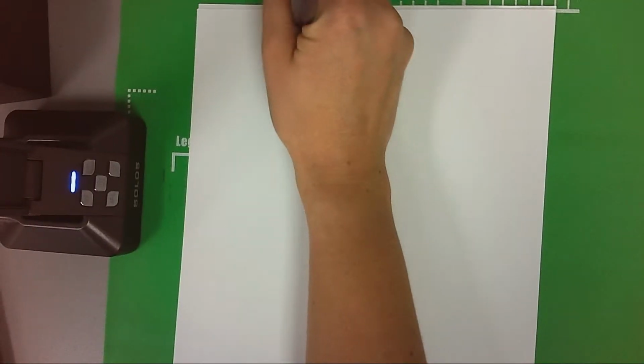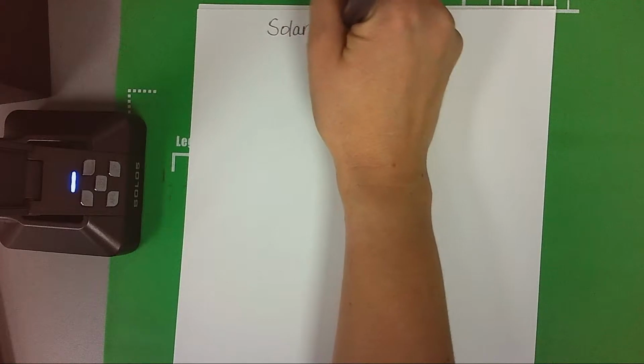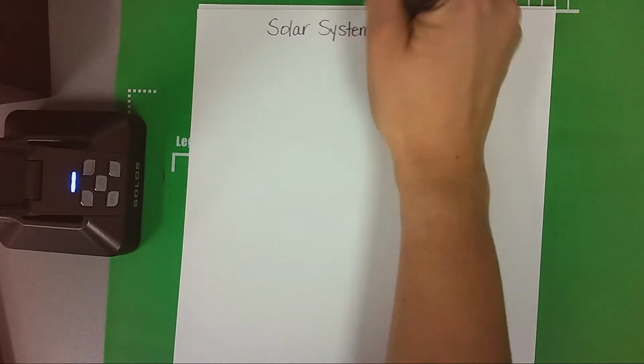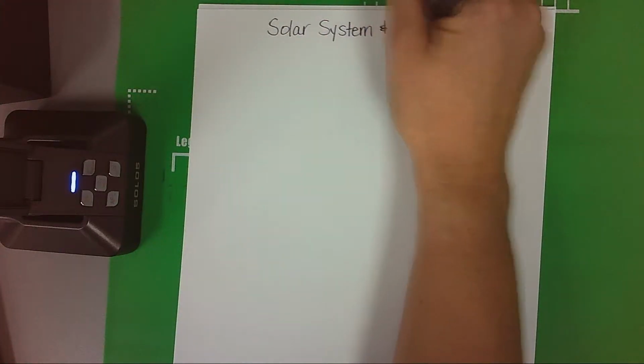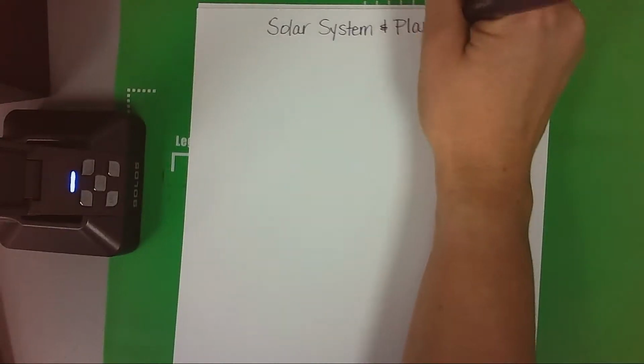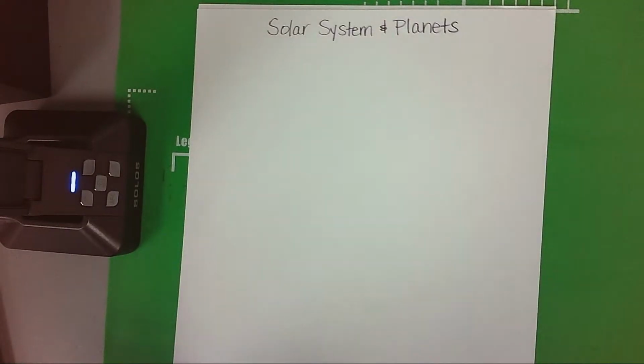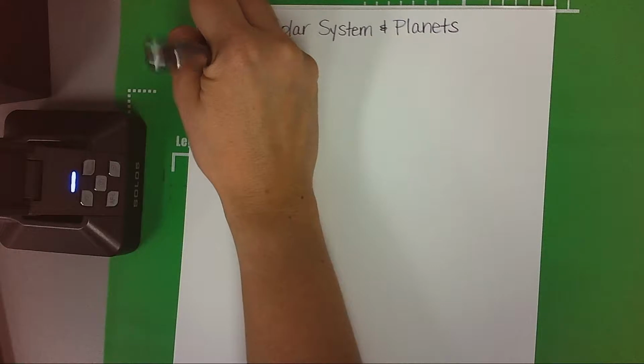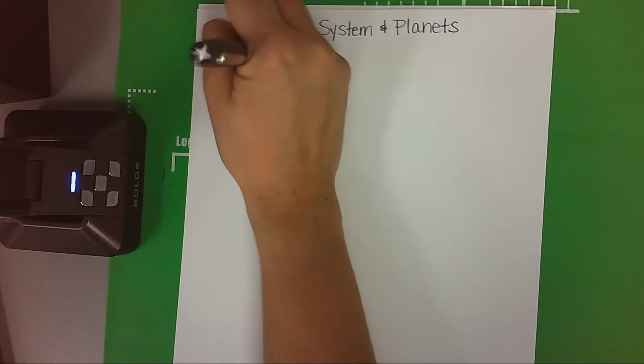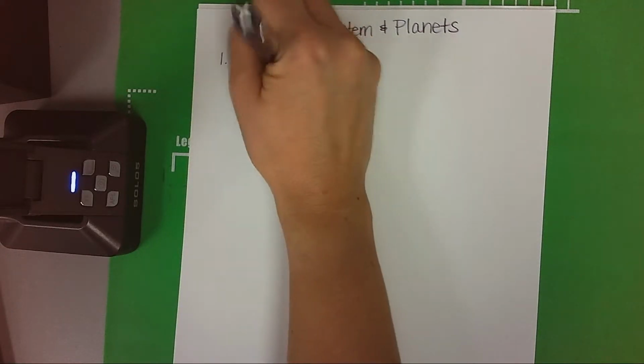As we start our space unit, the first thing we're going to do is talk about the solar system and planets. So these notes would go in your notebook. The title is Solar System and Planets. Okay, so the first thing we want to do is define what is a solar system.